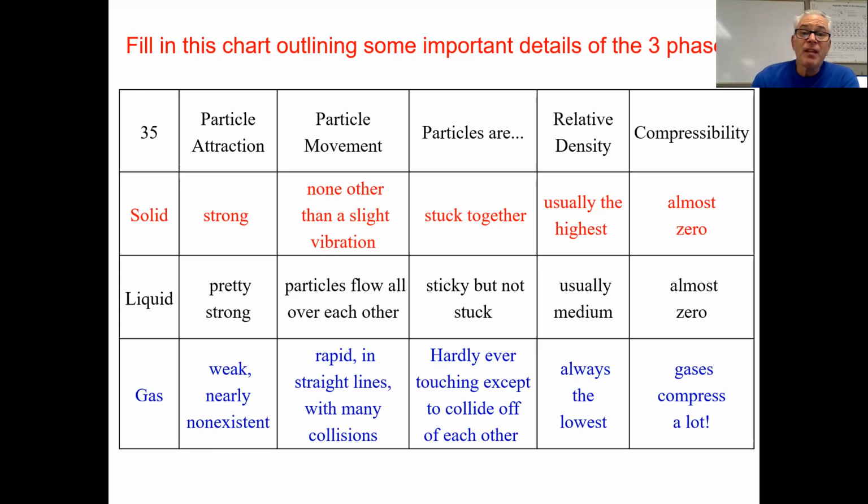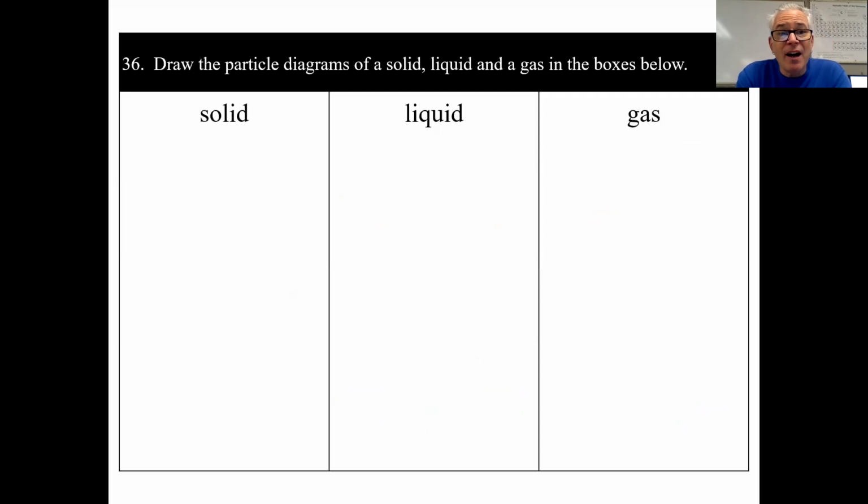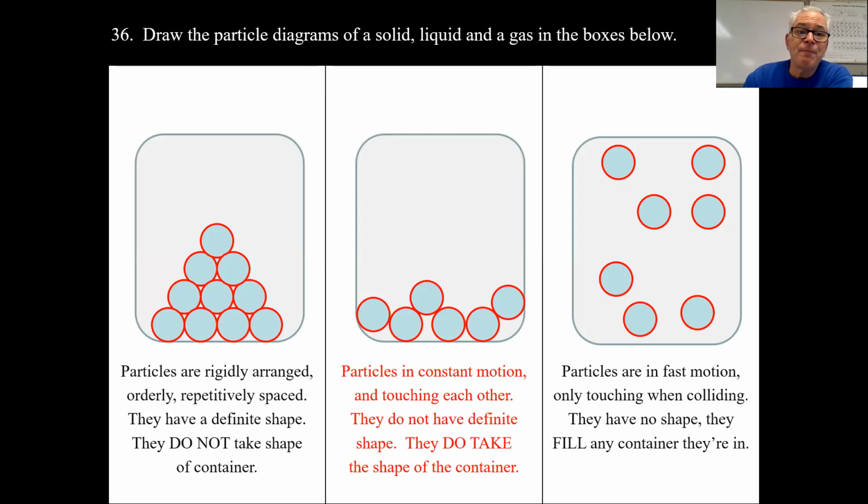Okay. Guess what? We're nearly done. 36. This is the last of it, the drawings. We're going to draw particle diagrams. Now, we did this a long time ago in matter, solids, liquids, and gases. Look what we got here. Solids on the left, the triangle. Particles are rigidly arranged. They're orderly. They're repetitively spaced. They have a definite shape. They do not take the shape of the container. You see how the container is bigger than the shape? The little solid chunk sits in the bottom of that beaker and does not spread out.